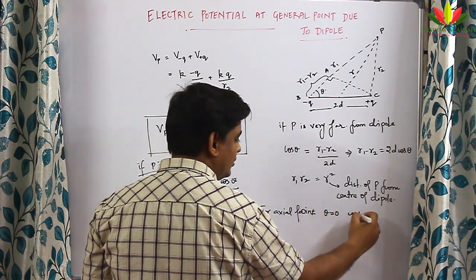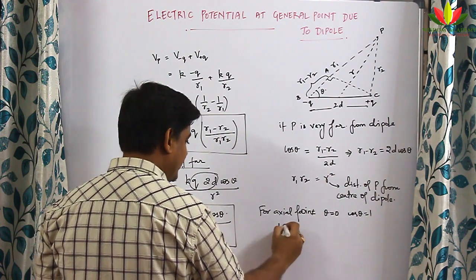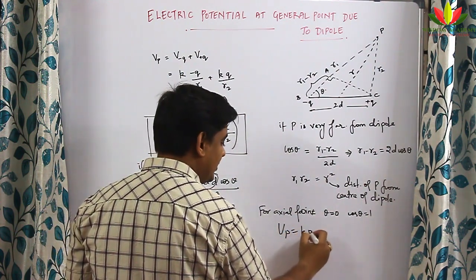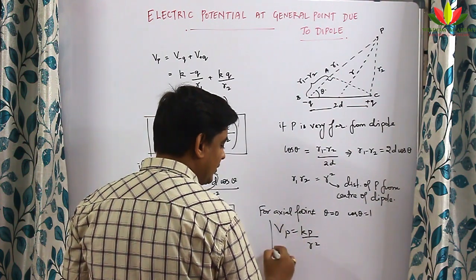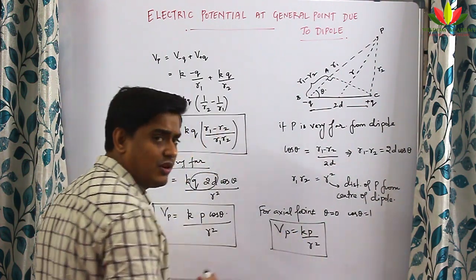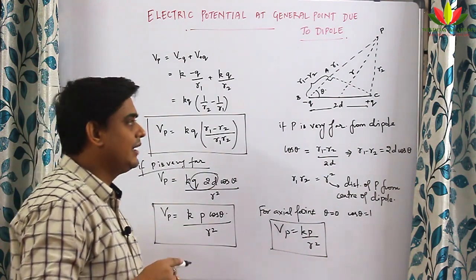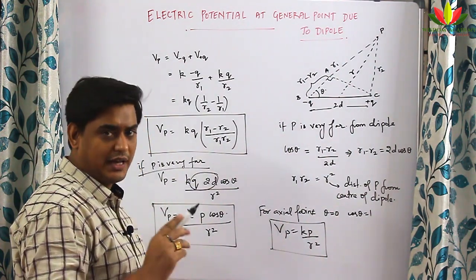So, cos theta will be equal to 1. So, I will get Vp is equal to K into P by r square. So, I got to know that potential at P will be equal to Kp by r square. Same thing we got when we solved potential due to dipole at axial point.